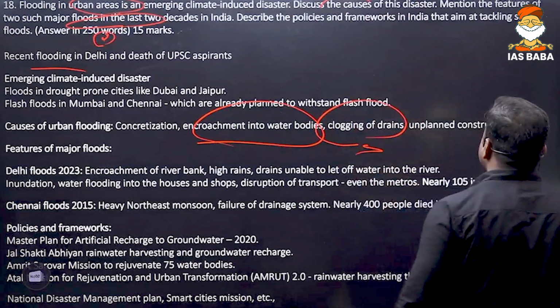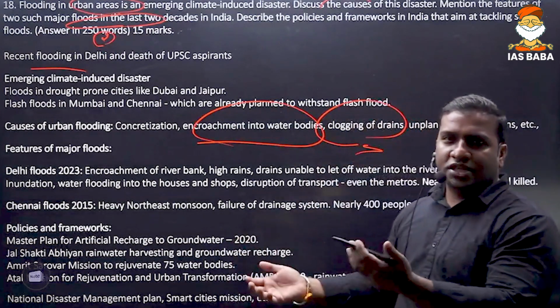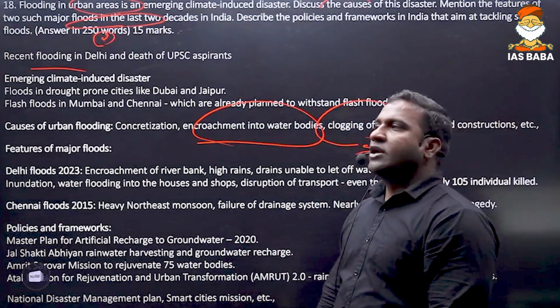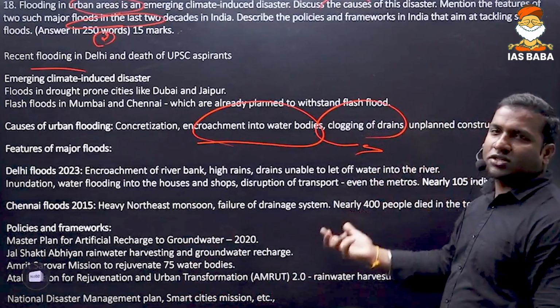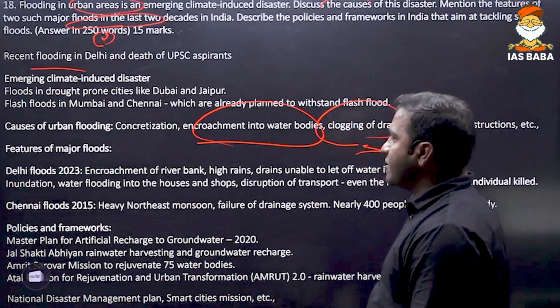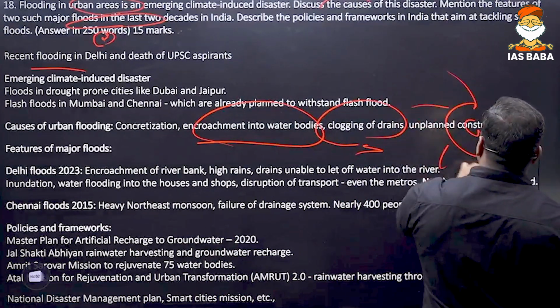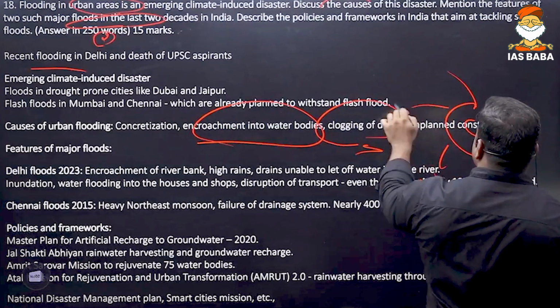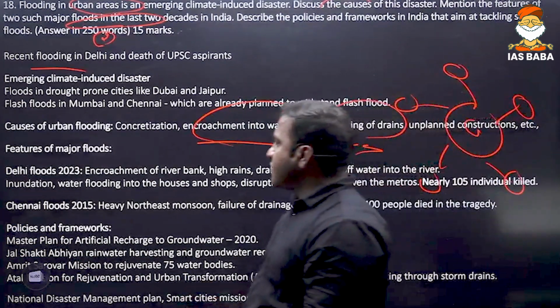Then unplanned constructions. Where should be the residential area, where should be the industrial area, where should be a water body, where should be the drainage. You don't know that sometimes drainage cuts open and it floods the city. So for these causes, you can put a hub and spoke diagram, so give as many as possible. When there are multiple demands, go for such mind maps, so that you can save time and space.